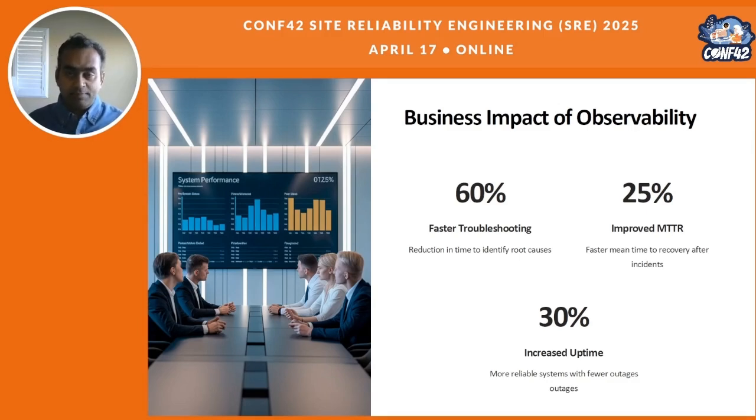Uptime is another KPI that is widely used to measure the reliability of a highly available user-facing system. And it has been assessed that with due observability in place, we can realize an increase in uptime by at least 30%. So in summary, with proper attention to designing and configuring observability, we can realize business impact through increased uptime, reduced MTTR, and faster root cause analysis.